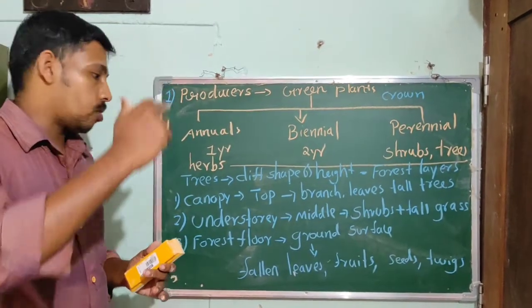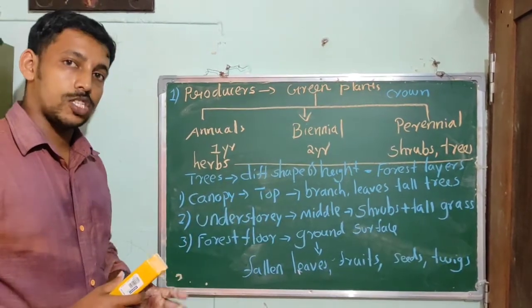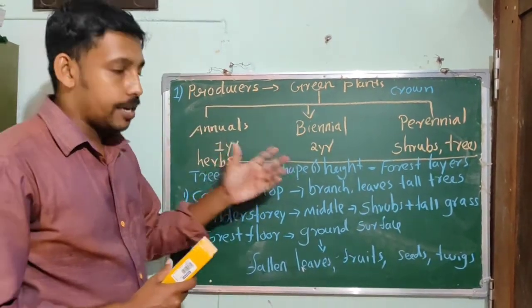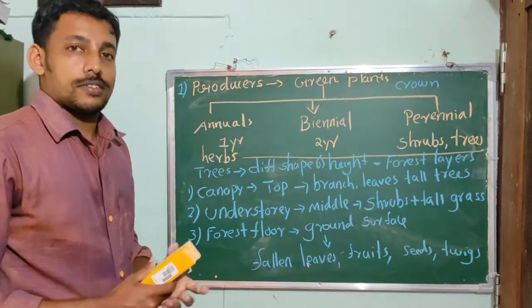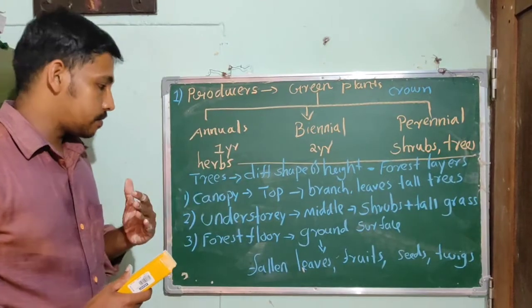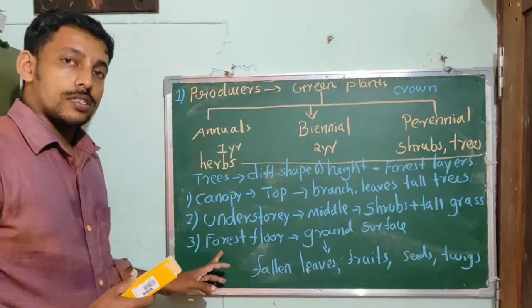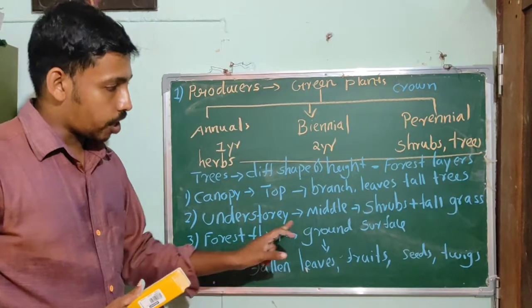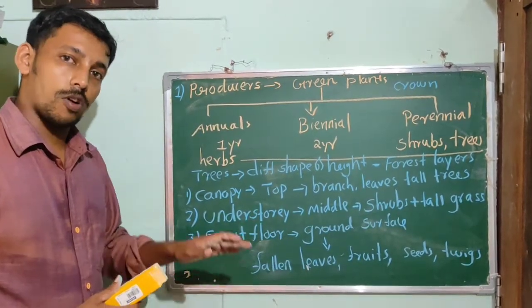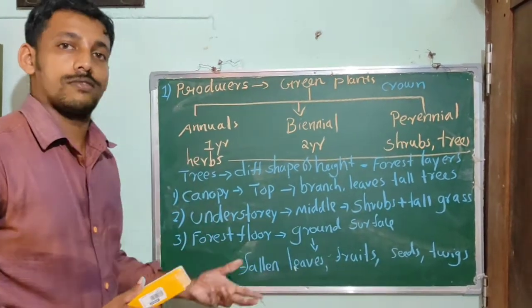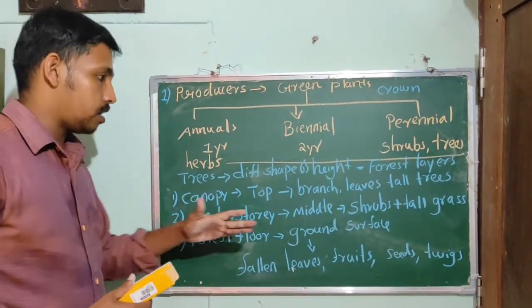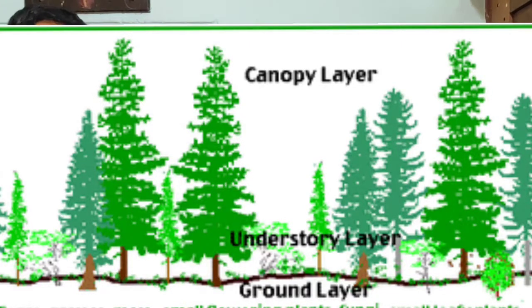Then just below the canopy we can see the middle layer, which is known as the understory. It is formed of shrubs and tall grasses. The next one is the forest floor, which is the ground surface. It is formed of the fallen leaves, fruits, seeds, and twigs. All this forms the ground layer, the forest floor. So all these constitute the layers in the forest.